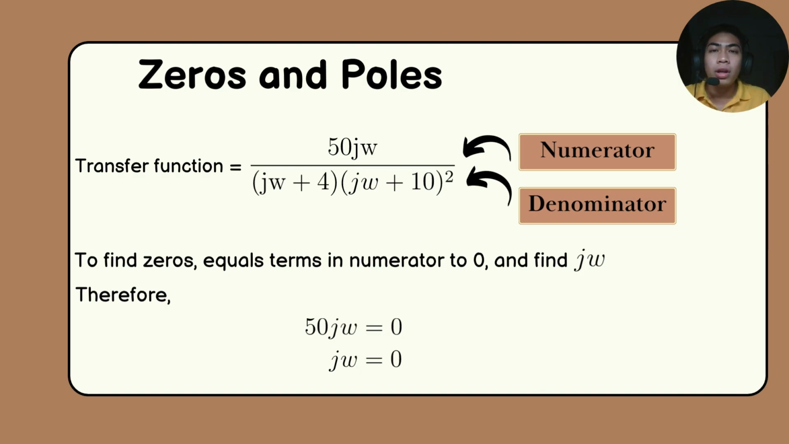As well known, to determine zeros and poles, we need to look at the transfer function and determine by looking at the numerator. So the numerator will give the zeros, and the denominator will give the poles. To find zeros, we need to equate the terms in the numerator to 0 and find the j omega. In the numerator, we got 50 j omega, and then 50 j omega equals 0, so we got j omega equals 0.